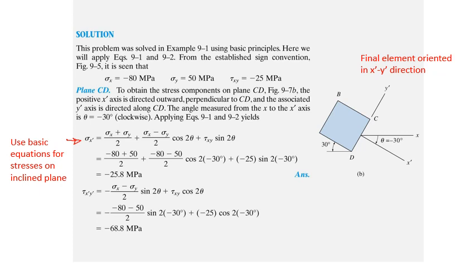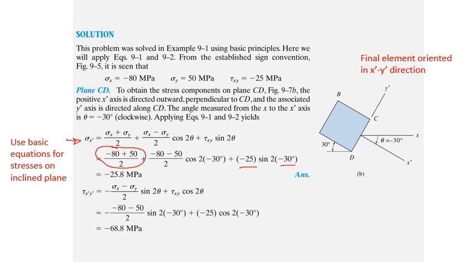Sigma x is minus 80, so we have minus 80 here. So it's minus 80 plus 50, since sigma y is positive 50. Then we have sigma x minus sigma y, so minus 80 minus 50 over 2 cos 2 theta. And theta here is clockwise, remember? So it's minus because it is clockwise. We put cos of negative 30. And then tau xy is negative, so plus tau xy, so minus 25. And again, theta is minus 30.